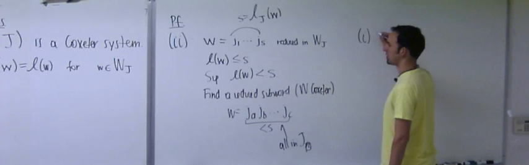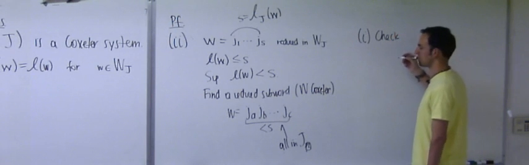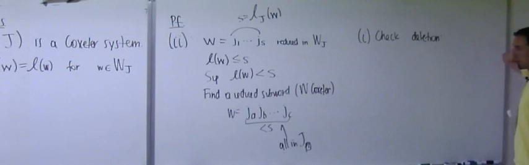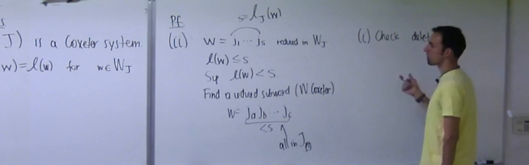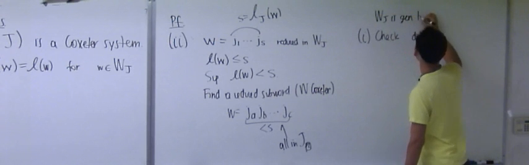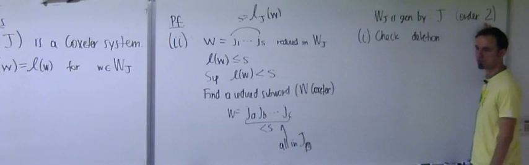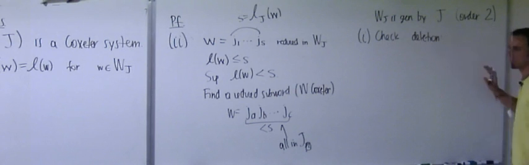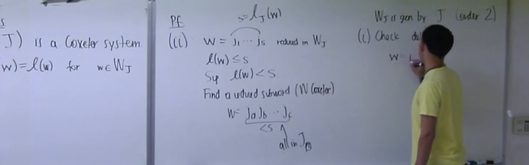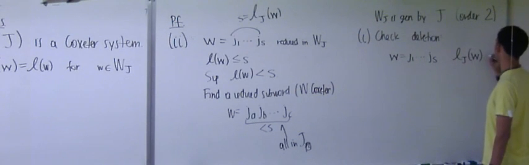So now, to check that it's a Coxeter system, I just need to check, for example, the deletion property or the exchange property. Either way, let's say the deletion. Well, so first of all, what's the point? The point is that Wj is generated by J, where these guys all have order 2. And this is the first condition of Matsumoto's condition that says that now I just have to check deletion. Okay? So I check deletion. Suppose that I write W as j1 up to js, and suppose that the length of W is not s. It's smaller.